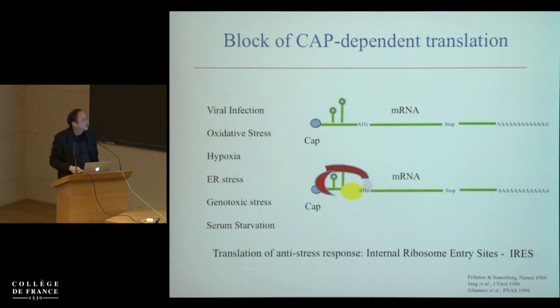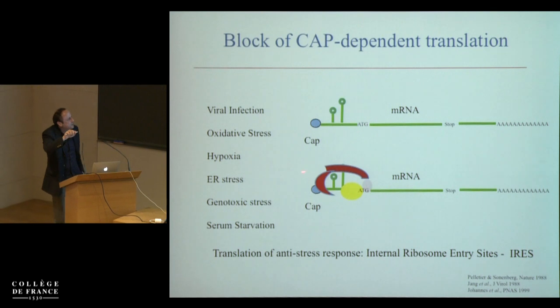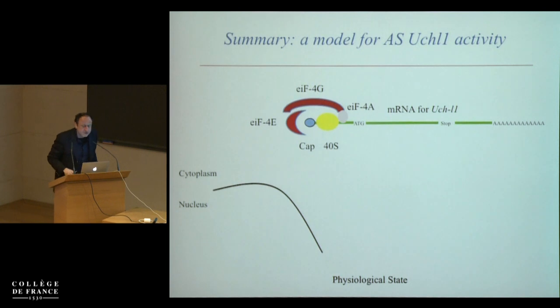And in those conditions, we know that some of the RNAs are actually translated because they have a specific secondary structure in the 5' end. These are called internal ribosomal entry sites, or IRES, that do not need an active cap-binding protein. So what's happening in the case of antisense to UCHL1?